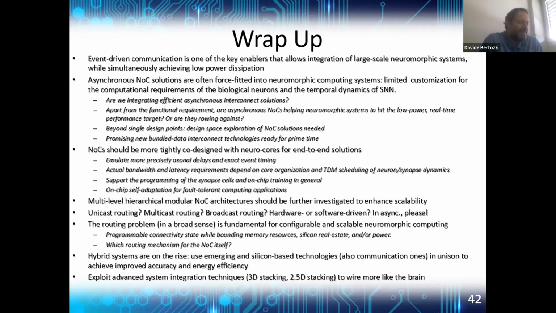Moreover, there is today no consolidated solution for unicast or multicast or broadcast routing. In some cases, you don't have multicast or broadcast, you just have unicast. In other cases, you have them, but implemented in software. So here, the trade-offs are not clear yet.